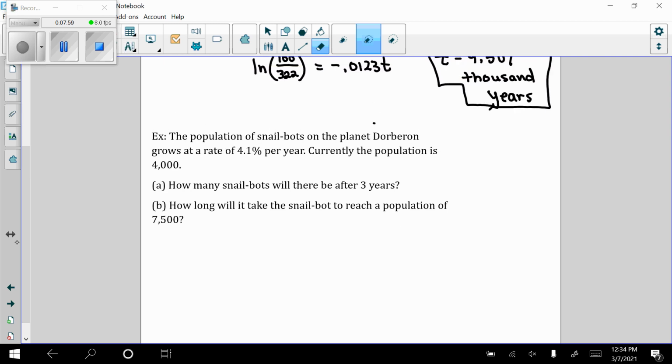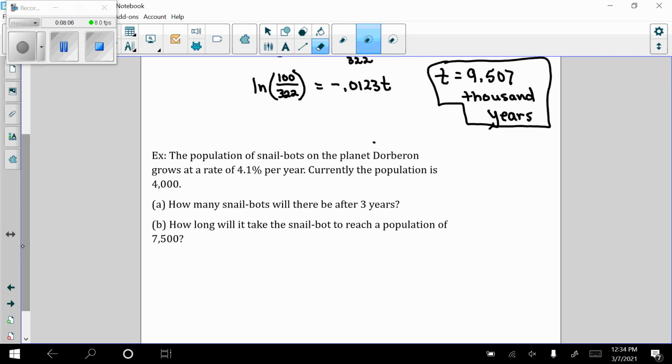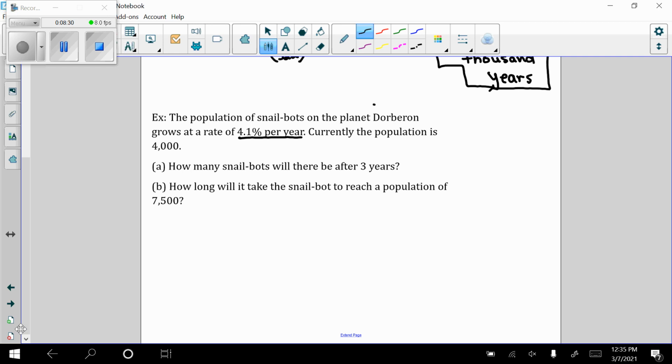The population of snail bots. If you want to know what a snail bot is, you can Google it because you will get some hits, I guarantee it. So snail bots on the planet Dorbrion grow at a rate of 4.1% per year. Currently, the population is 4,000 snail bots. I want to know how many snail bots there are going to be after 3 years, and how long it will take the population to get to 7,500 snail bots.